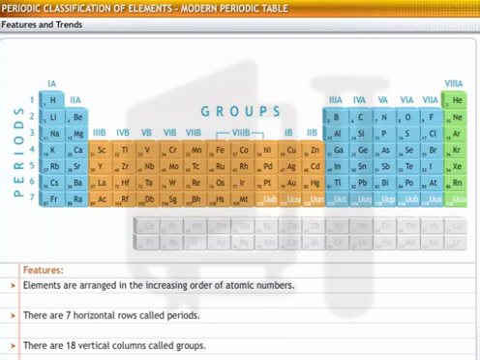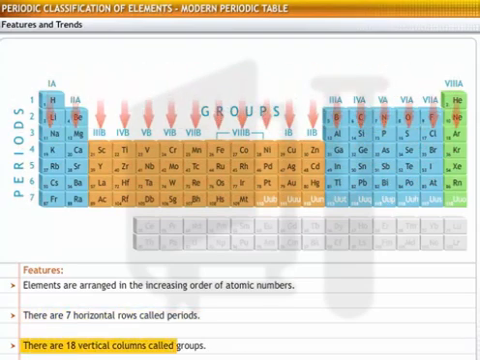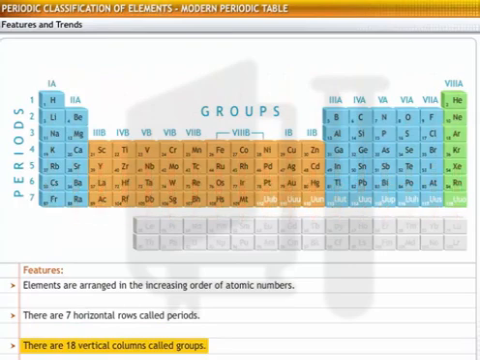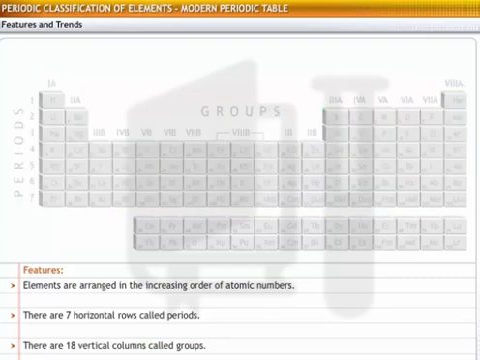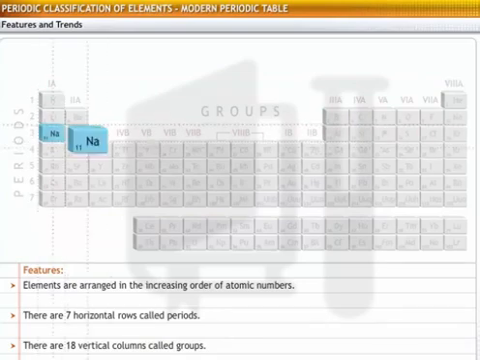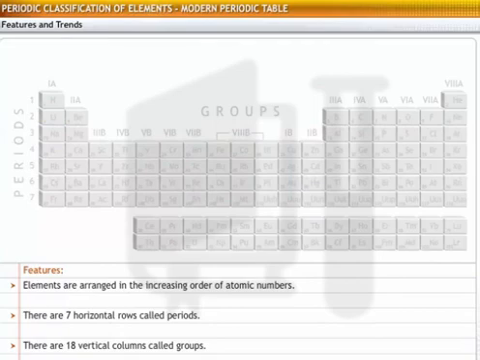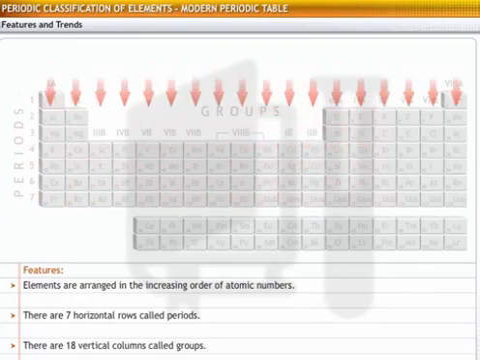Elements in the modern periodic table are arranged in 7 periods and 18 groups. You can locate an element in the periodic table by referring to the relevant period and group. For example, sodium belongs to the first group and the third period. You can observe trends in the properties of elements as you analyze them across periods and down groups.